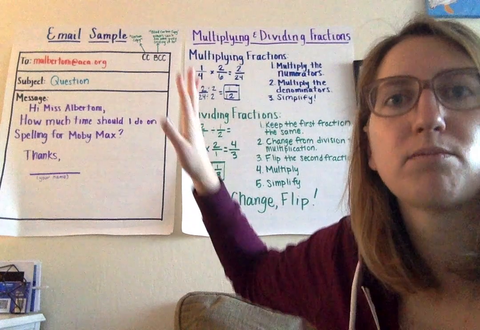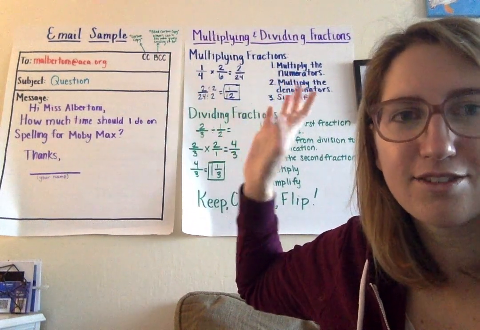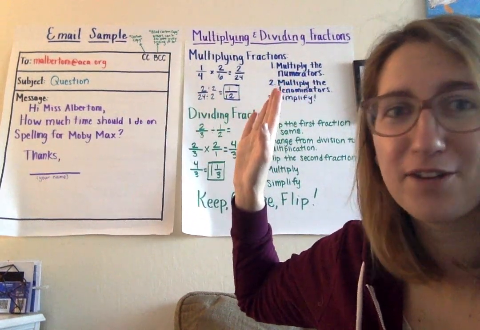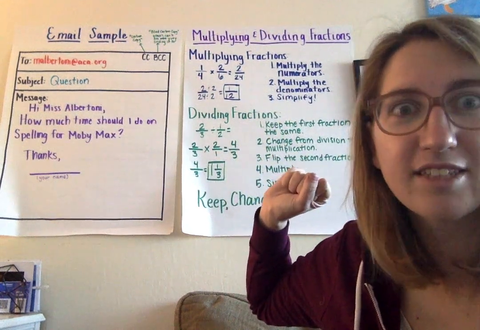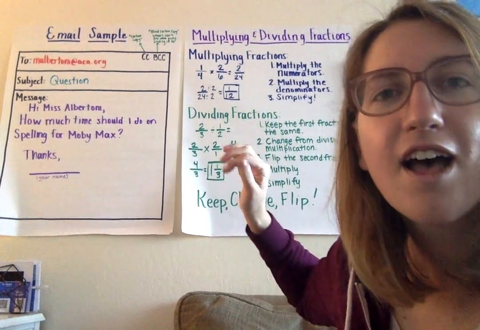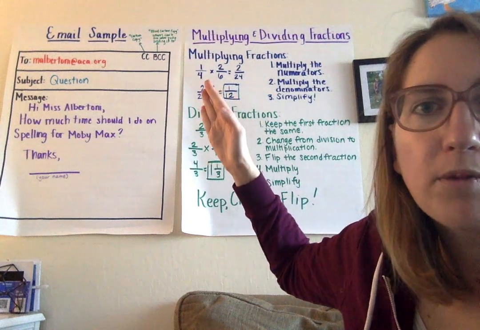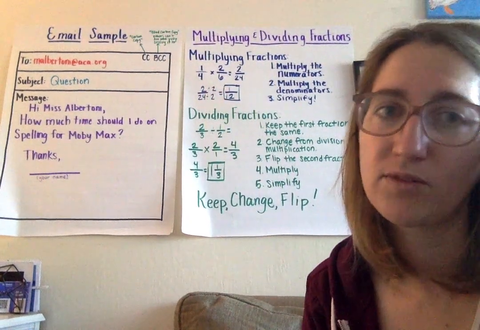So the first thing is multiplying fractions up here. This is very weird. This is very hard to do. I literally don't know how YouTubers do this at all. This is so difficult. So I have a sample problem here, and then there's really only 3 steps for multiplying fractions.